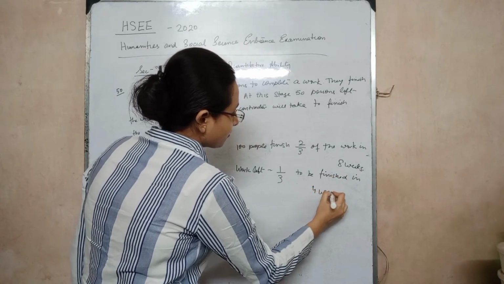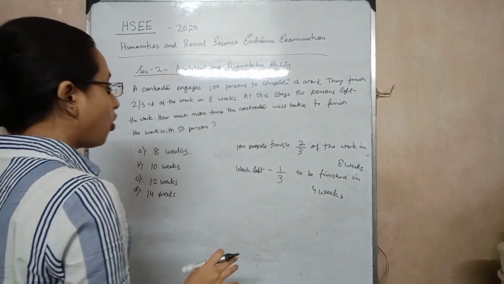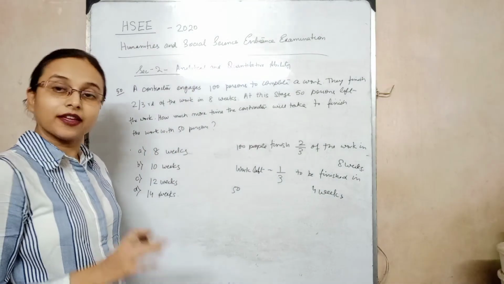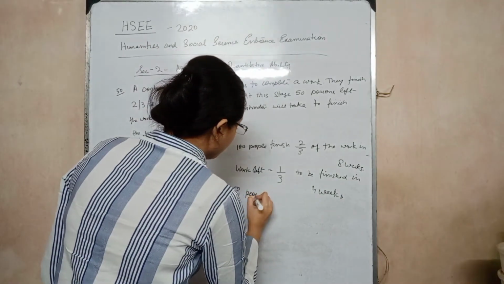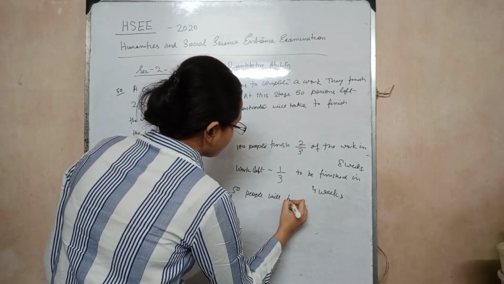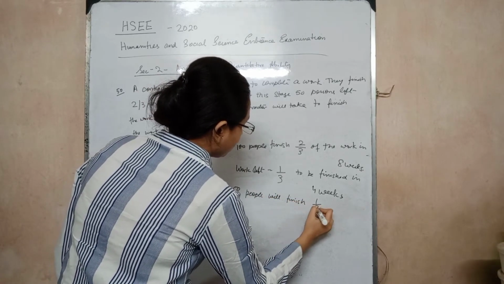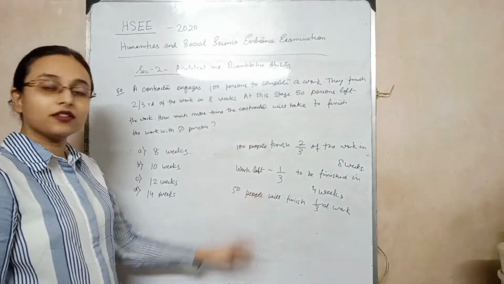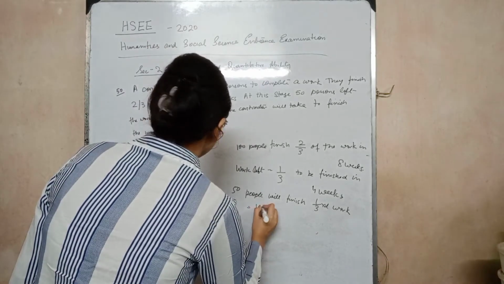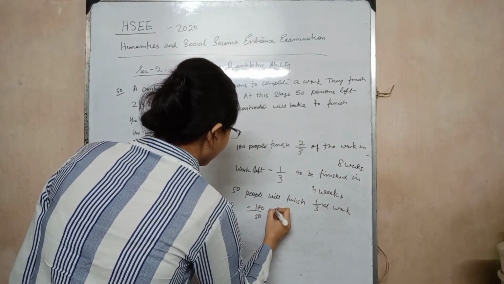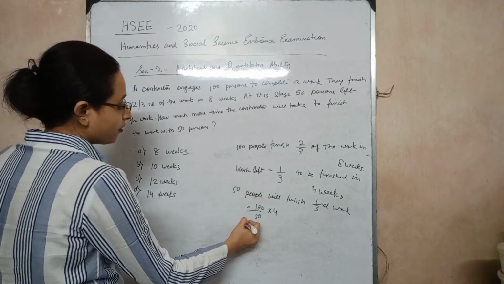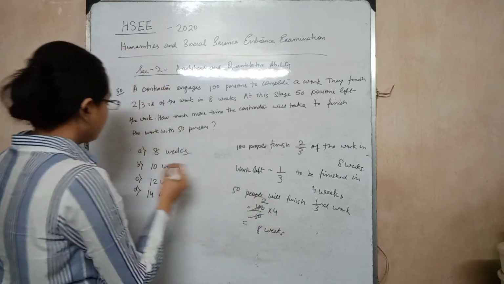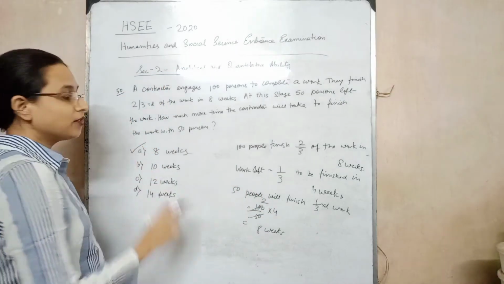Now 50 people are leaving, right? So now 50 people are left, and they will finish the 1/3 work. So 50 people are left and the work left is 1/3. So the calculation is 100 by 50 into 4. This will give you 8 weeks. So the correct option is option A, 8 weeks.